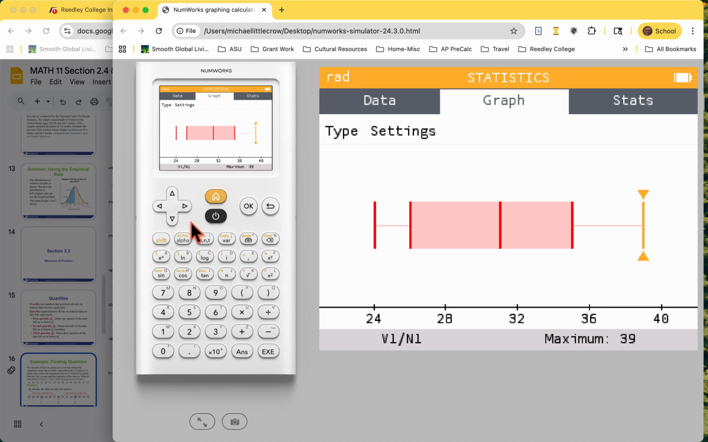Now, looking at this, does it look like the data is symmetric? No. Symmetric means the bottom half would be the same as the top. So we cut it in half. This is kind of bigger than that one. Now, it's bigger. Does that mean there's more data in there?